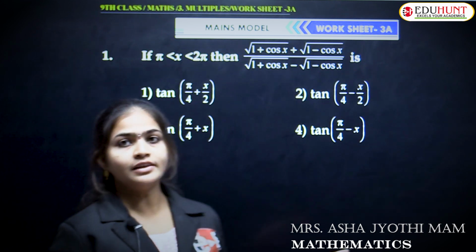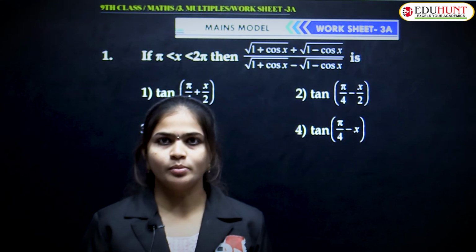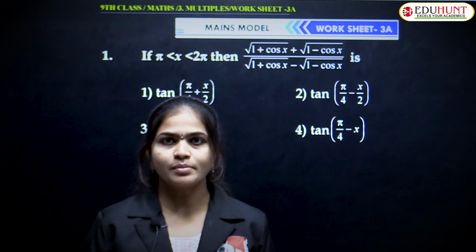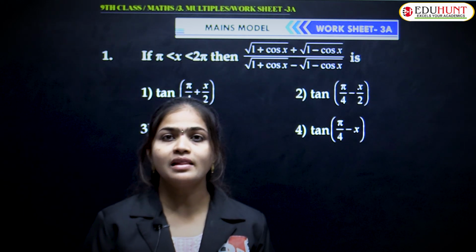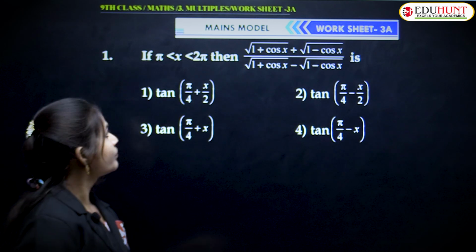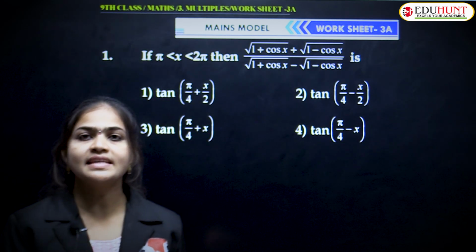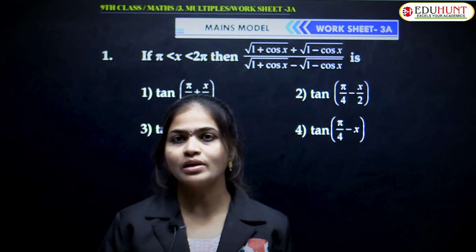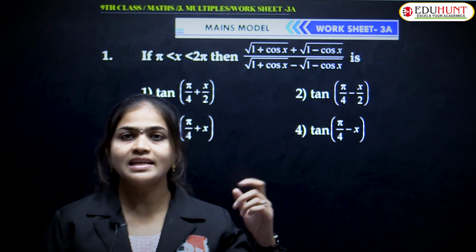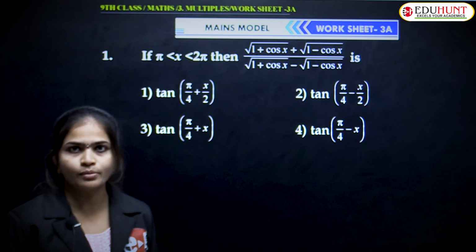So children, see here, up to the previous video we discussed the worksheet 3 problems related to multiples and submultiples. From that concept, the last worksheet, that is worksheet 3A. Here some special cases we discussed, that is C plus S and C minus S greater than 0, less than 0, as well as the theta by 2 formulas also we discussed. So this worksheet is related to those formulas.